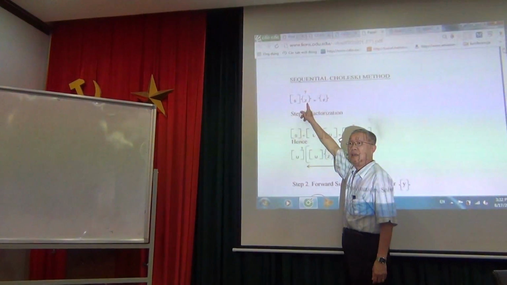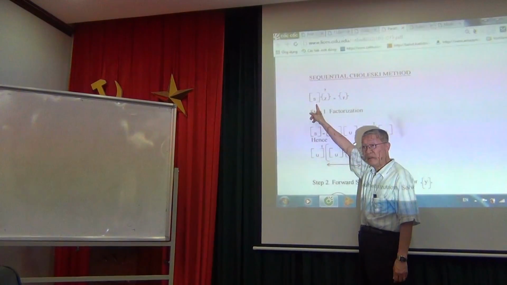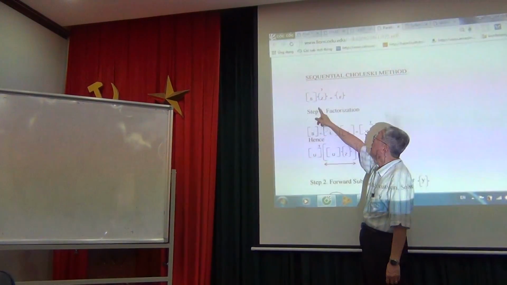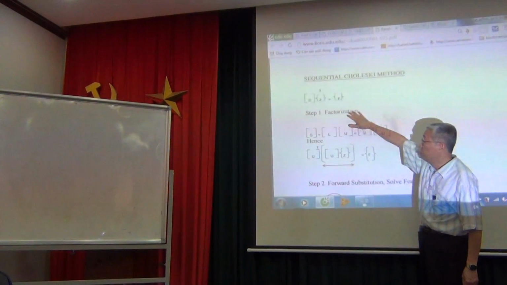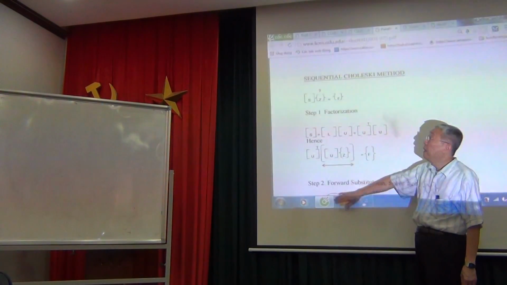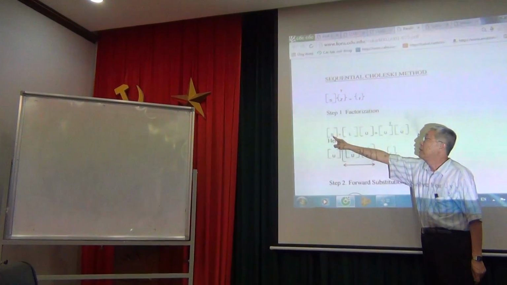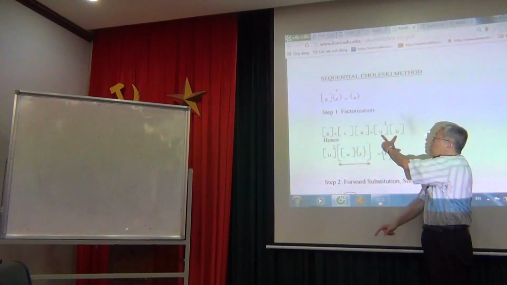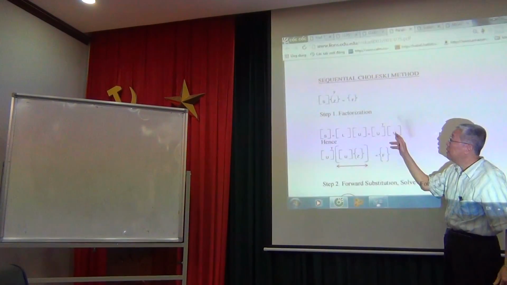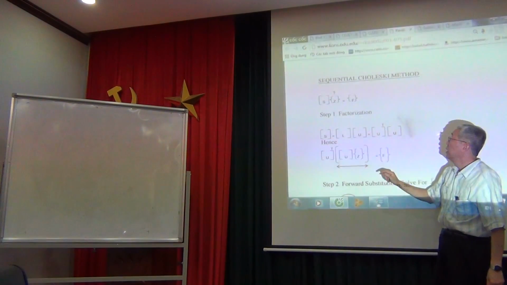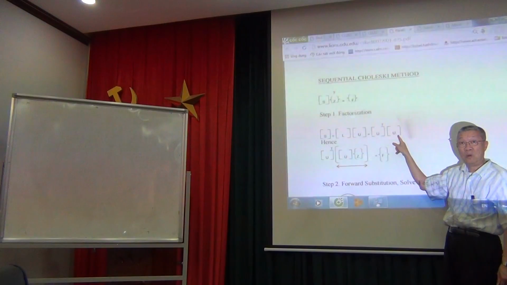Vector Z, and the matrix S is symmetric, positive definite, right? F is a vector given on the right-hand side. We have to go through 3 steps. The first step we call factorization. We want to factorize the given matrix S into the product U transpose U. So the main goal for step 1 is to find the upper triangular matrix U. That is the main goal.